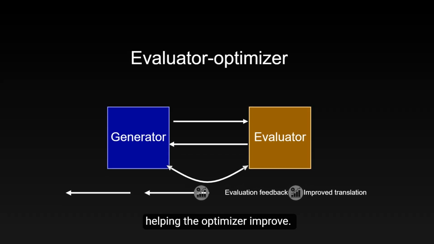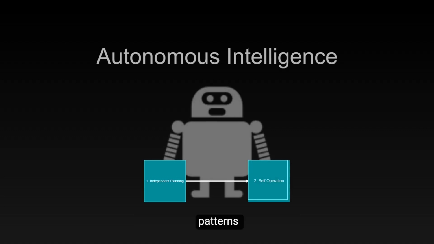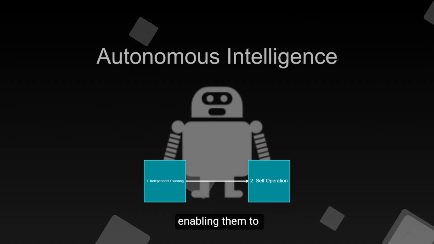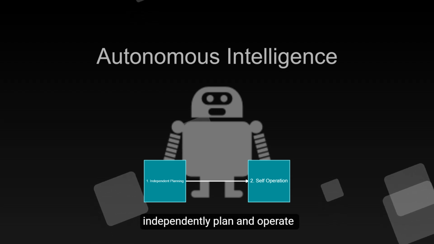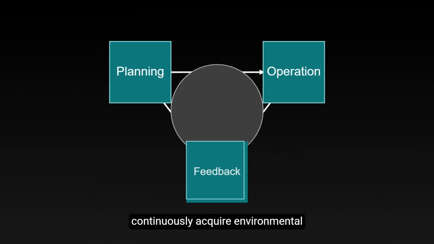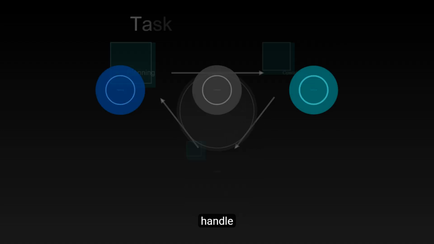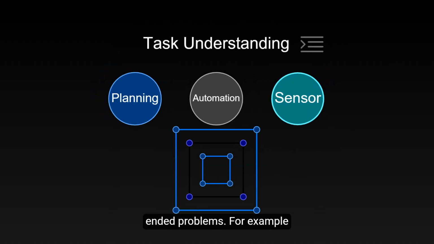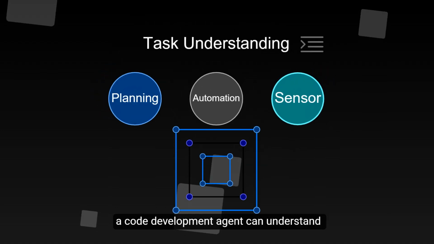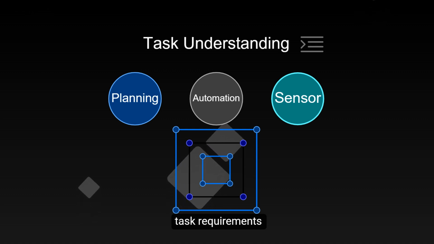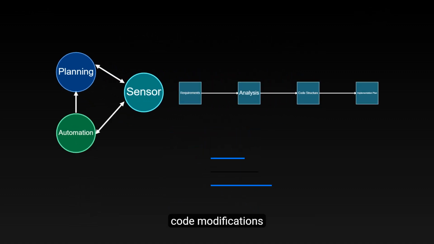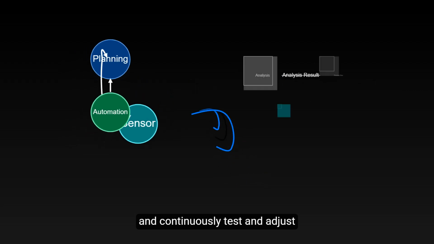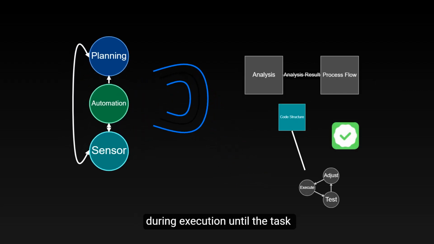In addition to the above workflow patterns, truly intelligent agents possess higher autonomy, enabling them to independently plan and operate, continuously acquire environmental feedback, and handle open-ended problems. For example, a code development agent can understand task requirements, autonomously plan the necessary code modifications, and continuously test and adjust during execution until the task is completed.